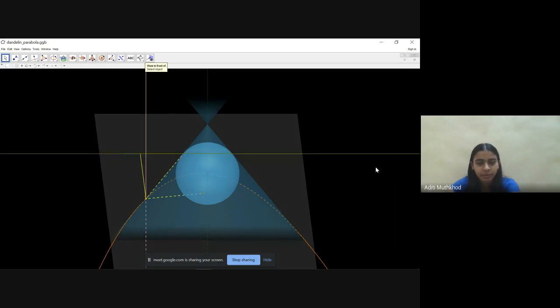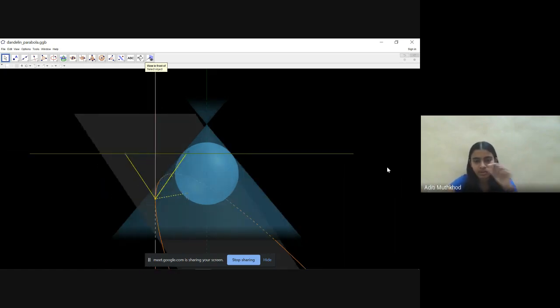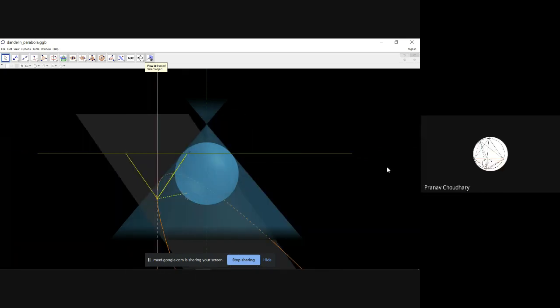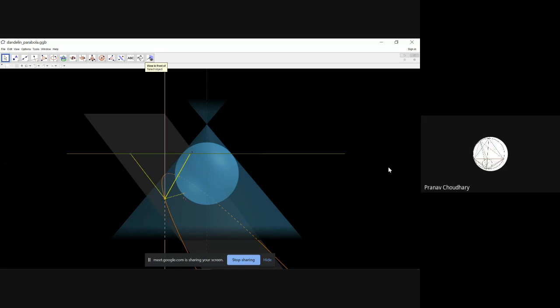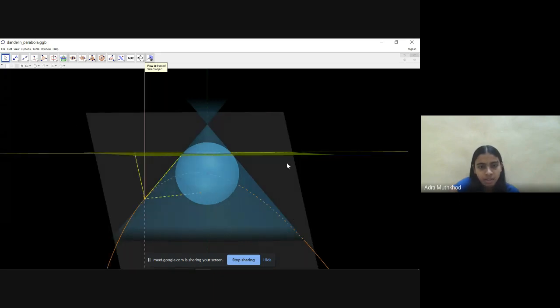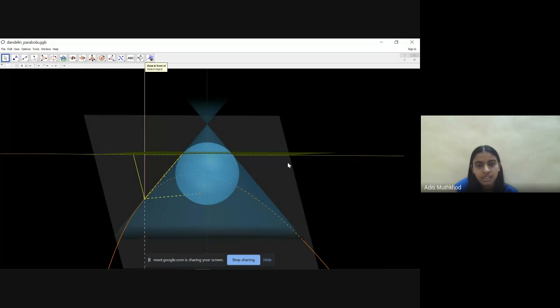The plane of the laptop now. At this point the yellow line is not in the plane of the laptop. It is closer to me, right? The line PN, sorry, the line PN. This yellow line PN is not in the plane of the screen. I'm asking you to look at it from such an angle that it is in the plane of the screen.